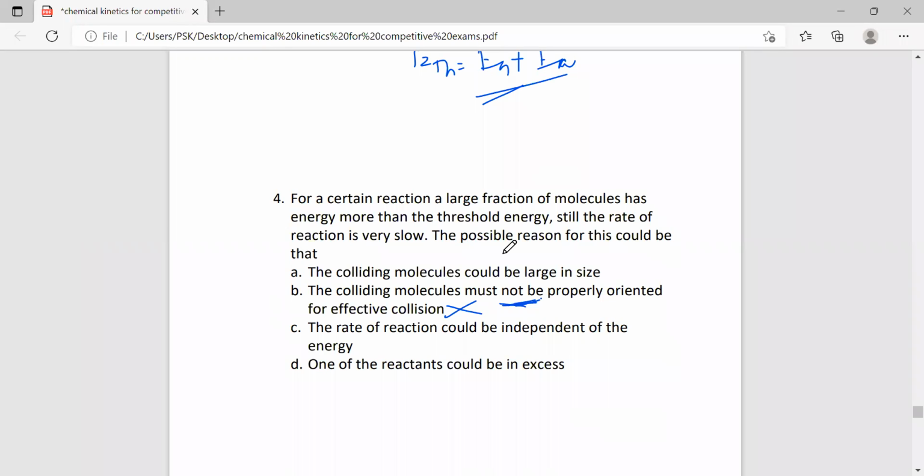So the possible reason could be, for a certain reaction, a large fraction of molecules has an energy more than threshold energy, still the rate of reaction is very slow. The answer is option B. I went wrong in reading. The colliding molecules must not be properly oriented for effective collision. That should be the reason. Even though they possess more energy than threshold energy, if the orientation is not proper, then it will not be an effective collision. Therefore, the answer for this question is option B.